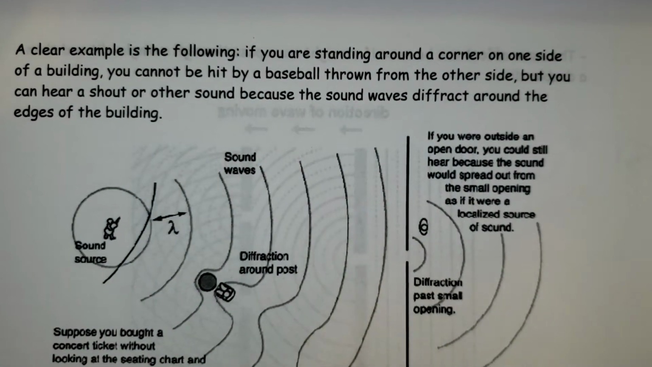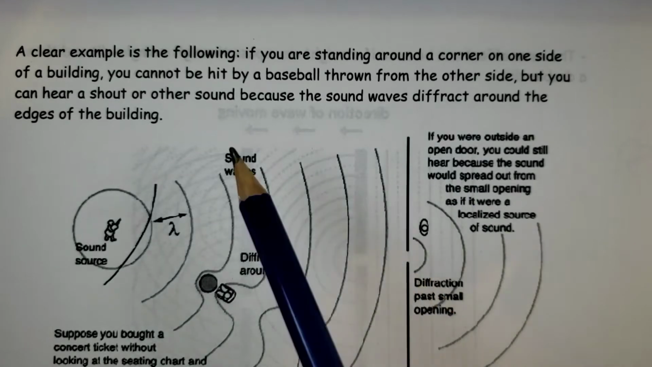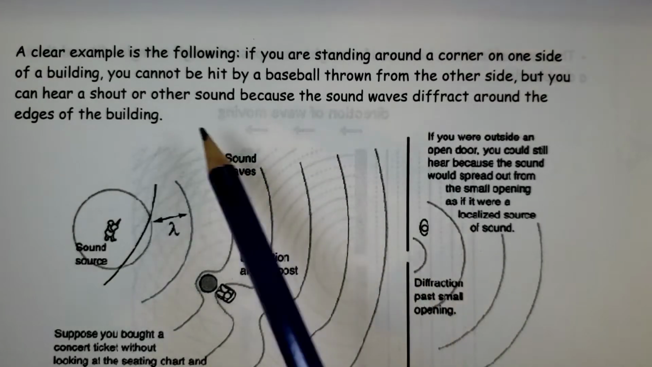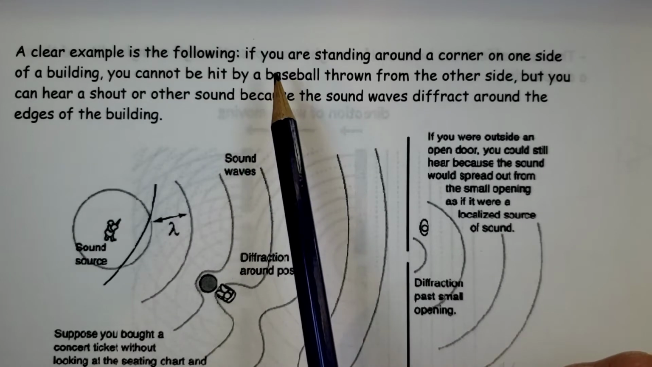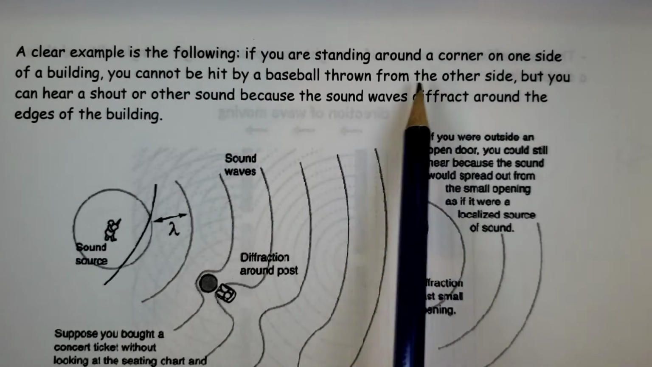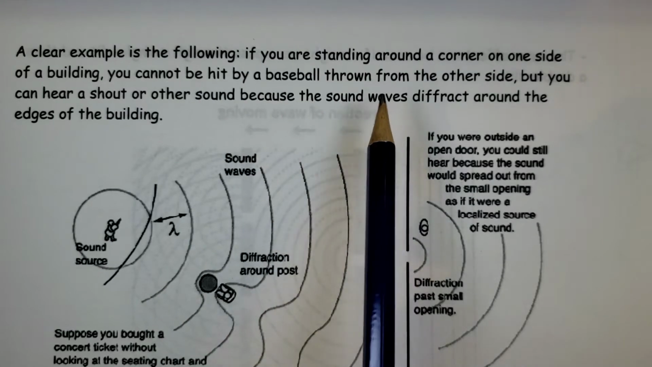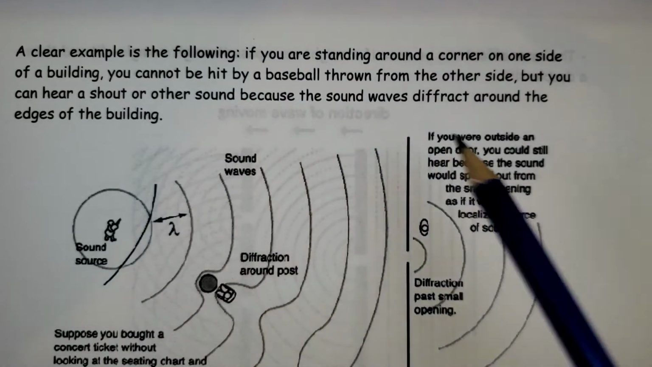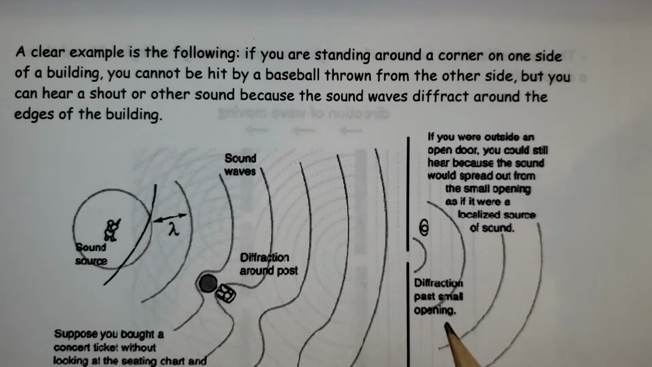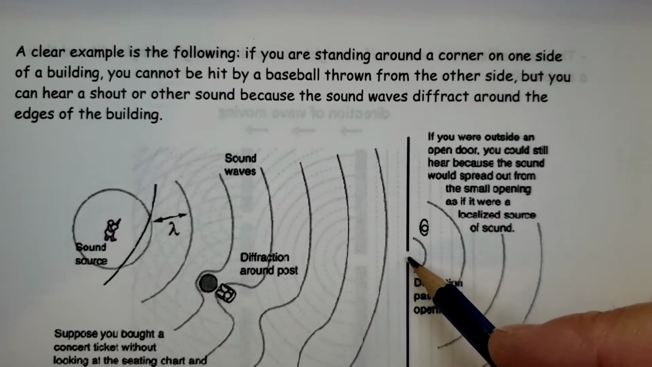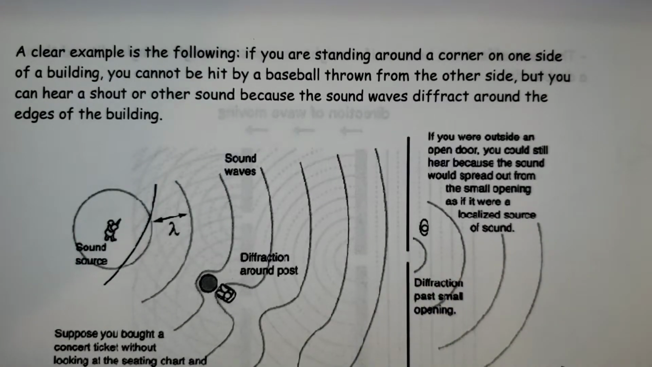It's more of a three-dimensional wave because we're looking at sound, which extends out in every direction. A clear example is the following. If you are standing around a corner on the side of a building, you cannot be hit by a baseball thrown from the other side, but you can definitely hear people shouting. So you know that you can hear sound around corners. That indicates that sound bends around corners as well, or through little slits, indicating that diffraction does happen.